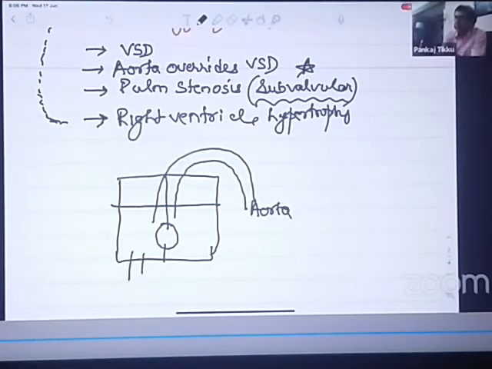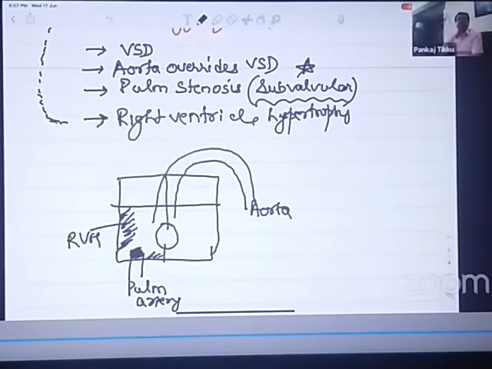Plus, this is the pulmonary artery. Plus, there is stenosis at the subvalvular level. So, subvalvular pulmonary stenosis. Plus, there is a right ventricle hypertrophy. This is the right ventricle. So, this is hypertrophic.